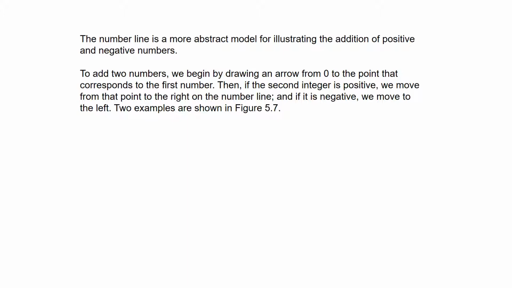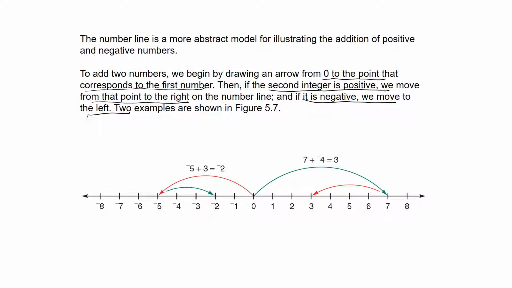So you're going to go from 0 to the point that corresponds to the first number. And then if the second one is positive, you move from that point to the right, because the further right you go on the number line, the greater the number is. If it's negative, we move to the left. So here are a couple of examples.